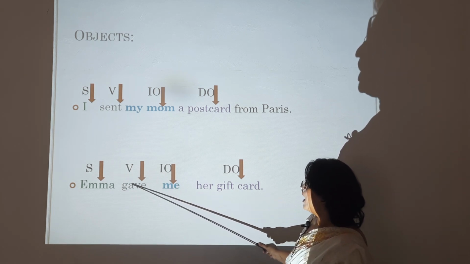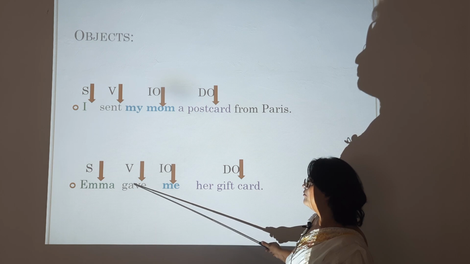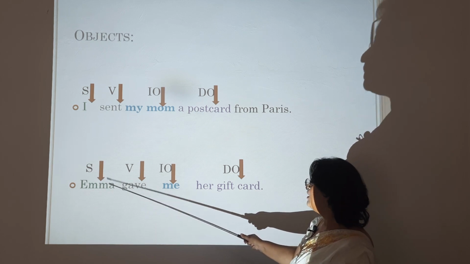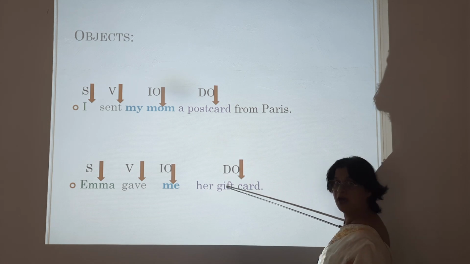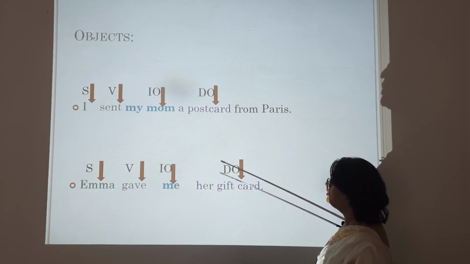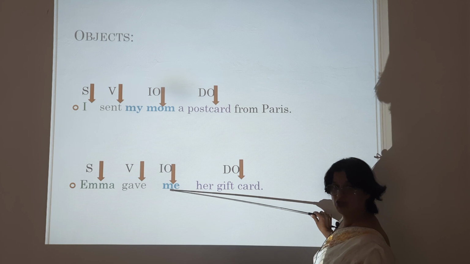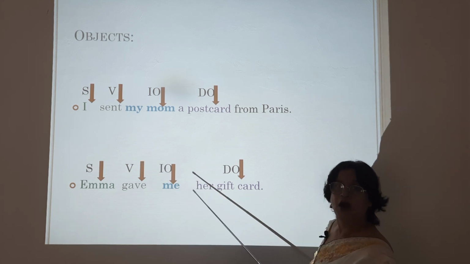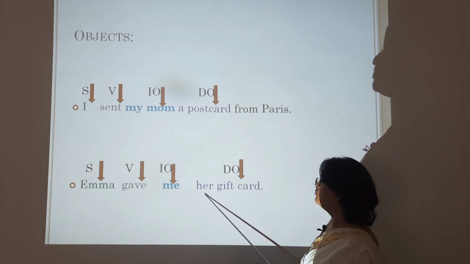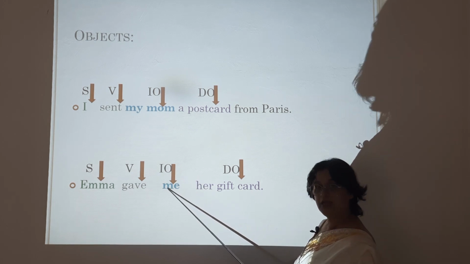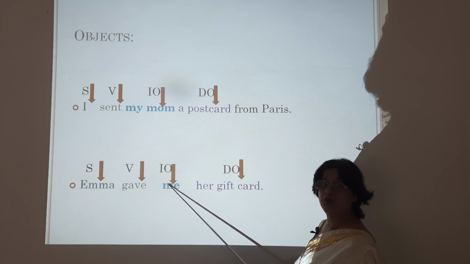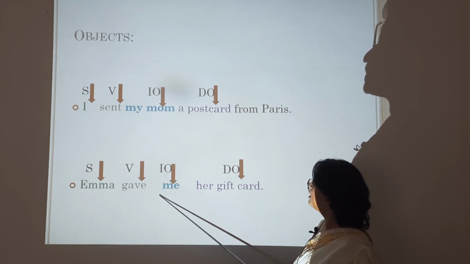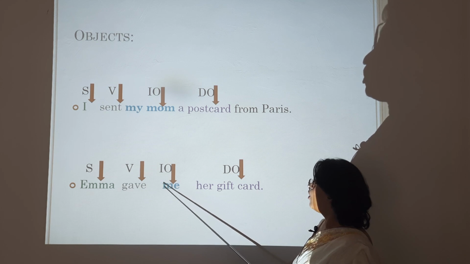So, gave. Who gave? Emma gave. What did Emma give? Her gift card. Whom did Emma give her gift card to? She gave it to me. So, that's the reason you have her gift card as a direct object. Whom did she give the gift card to? She gave it to me. So, this becomes an indirect object.